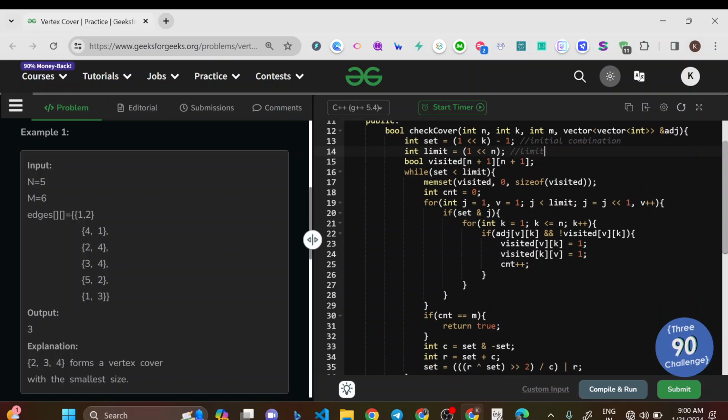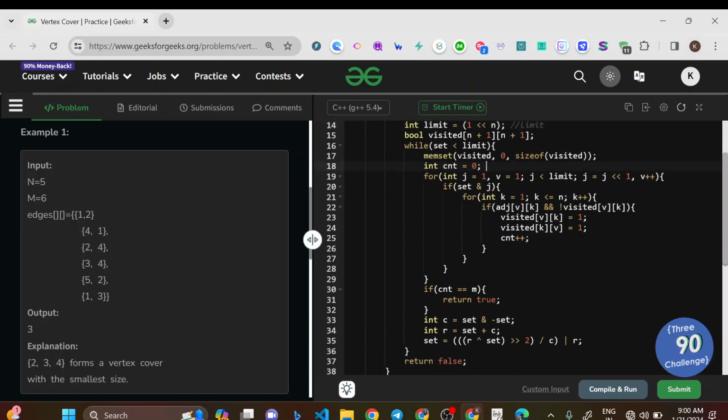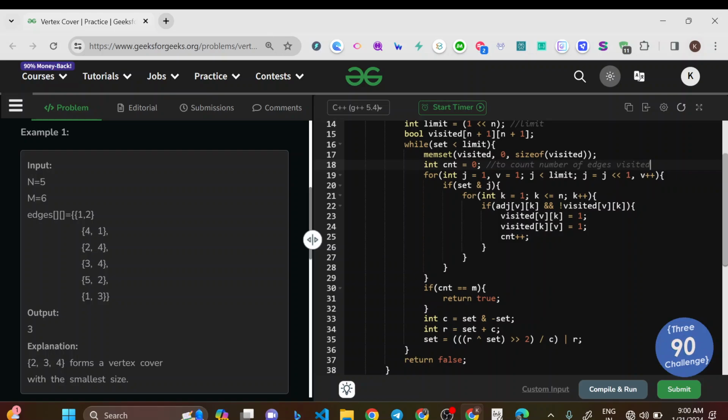While your set is less than limit, for each and every combination we'll be using a particular visited array. So if your combination is changing, again you need to set your visited array to false, like all edges visited is false. Now int count equals 0, to count the number of edges visited. And for int j equal to 1, v equal to 1, j less than limit, j equal to j left shift of 1, v plus plus.